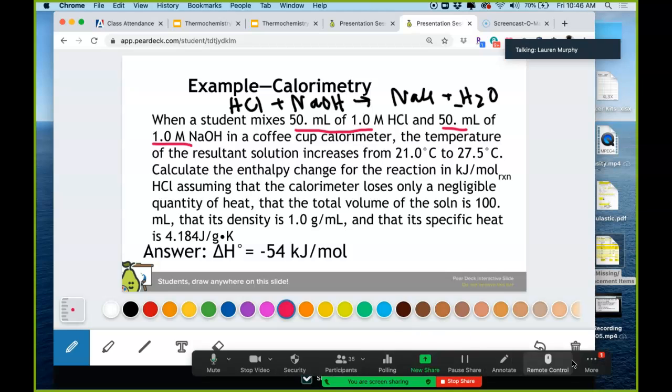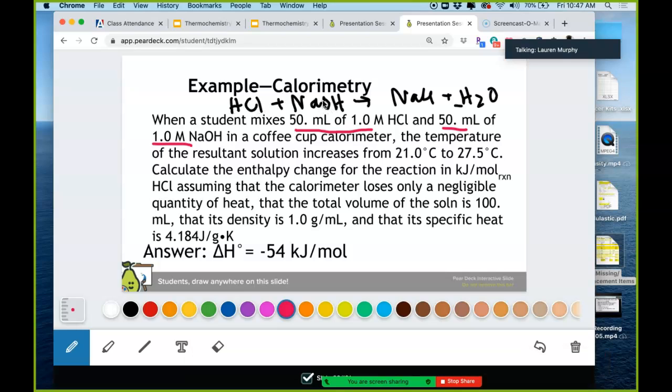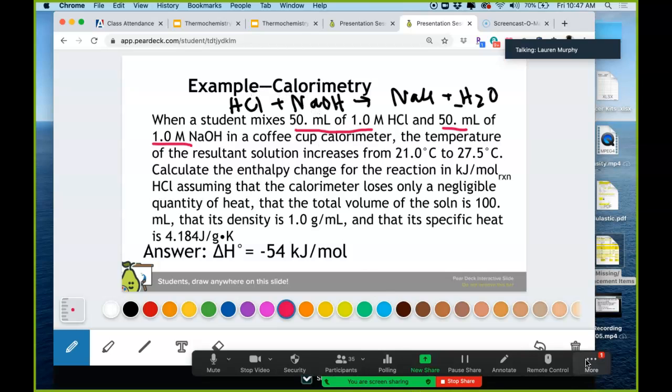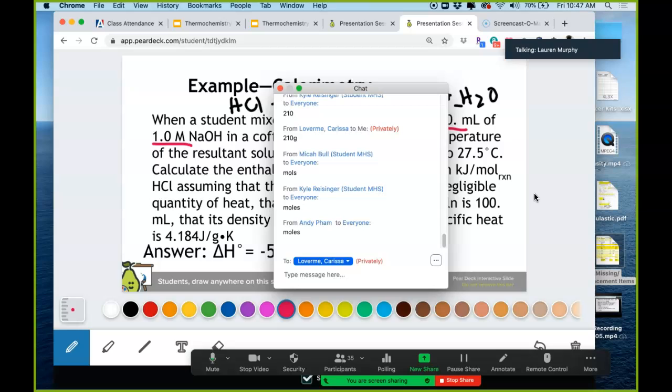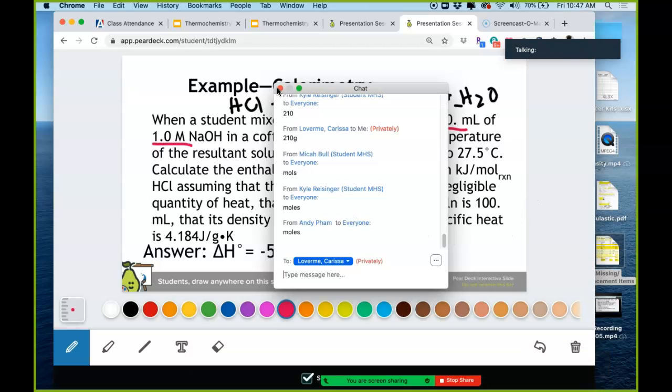Very, very good. So they're giving you moles, meaning you have the moles of the HCl and you have moles of sodium hydroxide. Meaning if you have moles of both reactants, it's also known as what kind of problem? If you have amounts of both reactants, it is a limiting reactant problem. Very good.